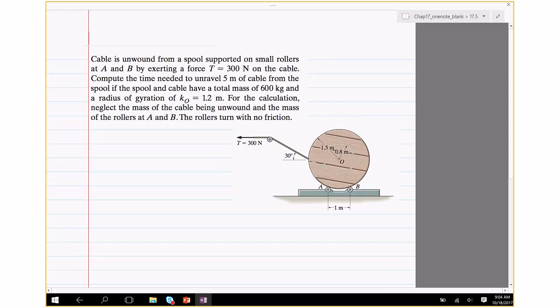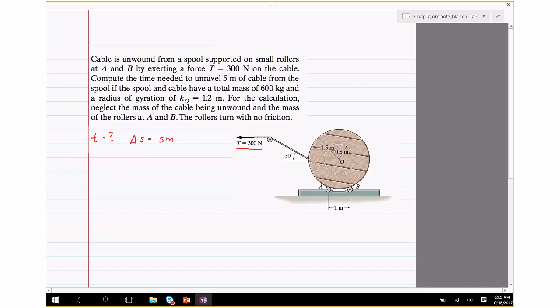So let's read the problem. A cable is unwound from a spool supported on small rollers at A and B by exerting a force of 300 newtons on the cable. Compute the time needed to unravel 5 meters of cable. So time needed for 5 meters of cable to be unraveled from the spool.